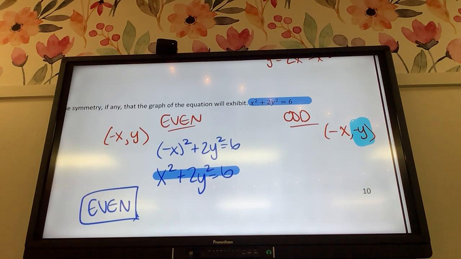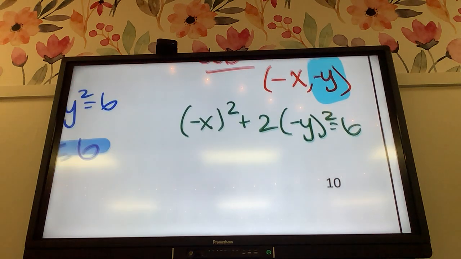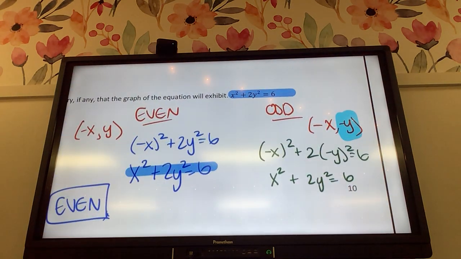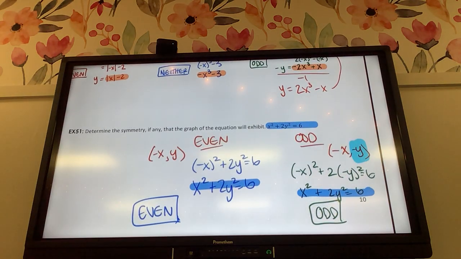But I also want to check for the odd. So I'm going to plug -x in, and I'm going to plug -y in. Because I plugged -y in, I'm not looking for opposites anymore. I'm just looking for it to simplify out to the regular function. So this -x squared simplifies to x squared. The y squared simplifies to y squared. And the 6 is going to stay 6. So is this your original function? Yes. So this one is also odd. This would be a both situation. It's an even and an odd. It's probably some kind of circle.